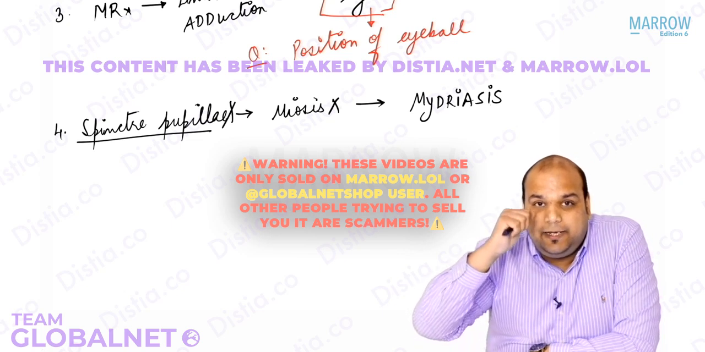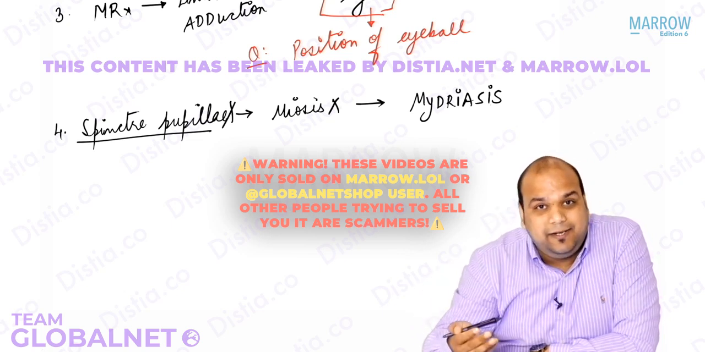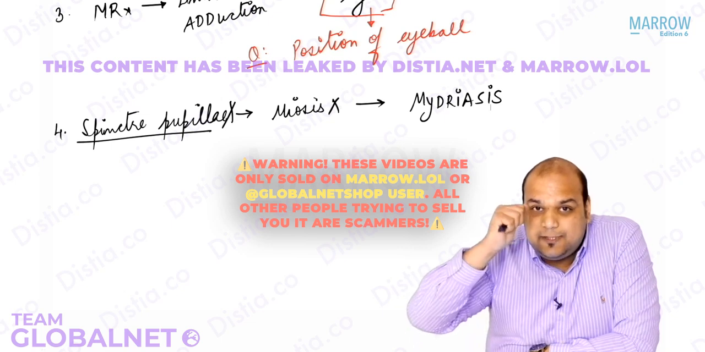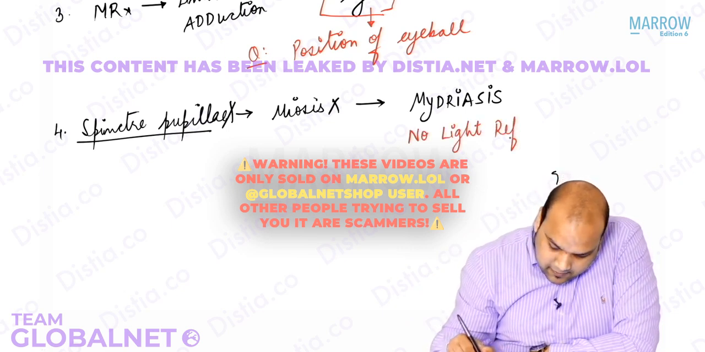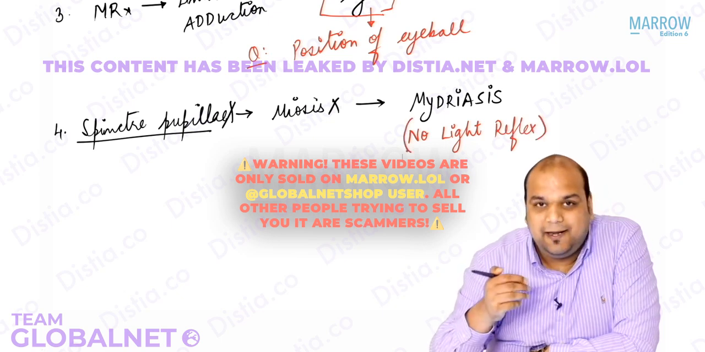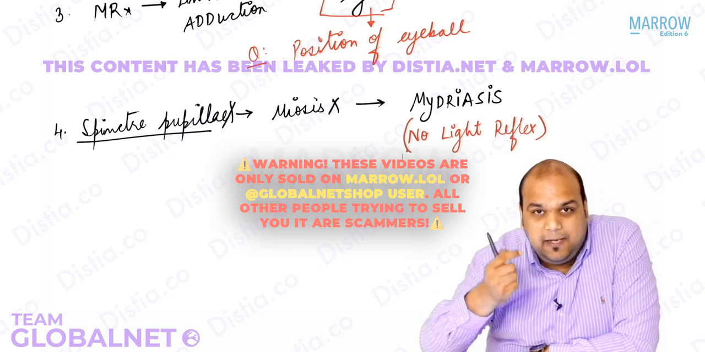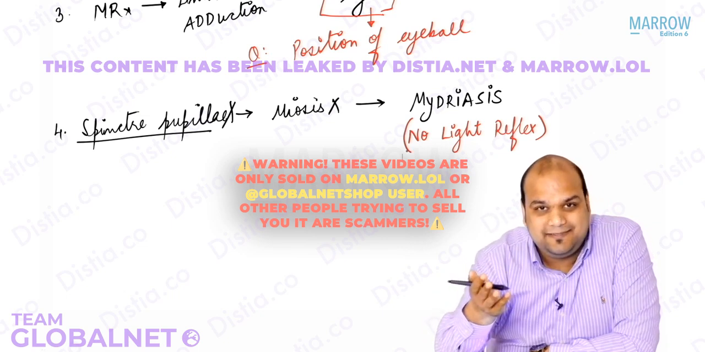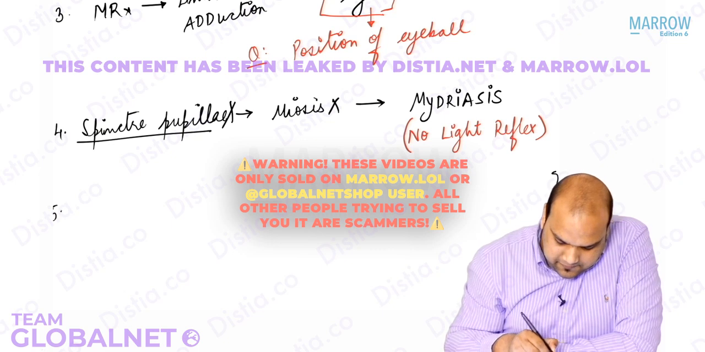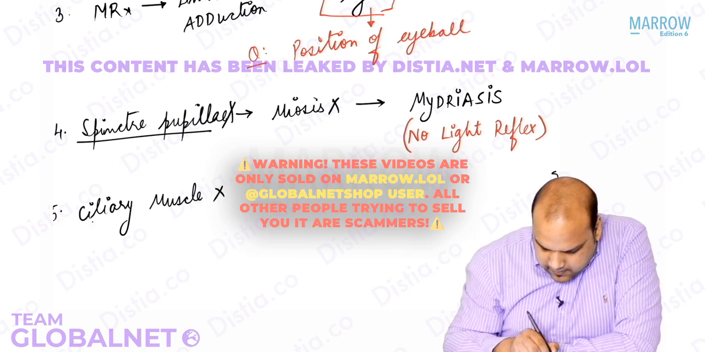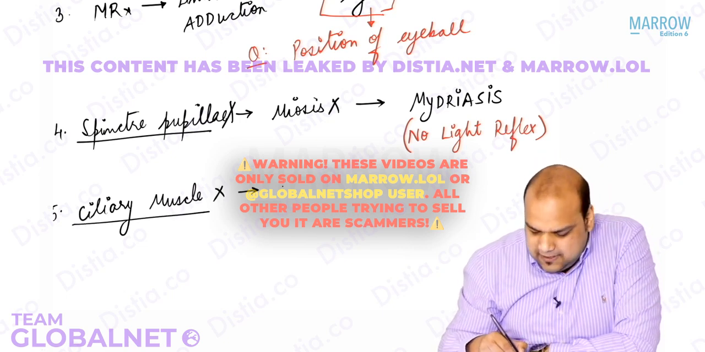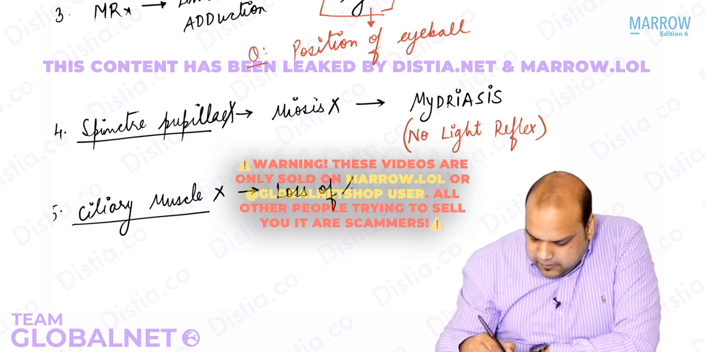If I throw light on the right eye or the left eye, will the pupil be able to constrict? No. I am trying to elicit which response? Neuro-ophthalmology, light reflex. So if light reflex is absent, I will say no light reflex. If my third cranial nerve is paralyzed, that particular pupil will never be able to constrict because now the final muscle is paralyzed. Okay? Number 5. Ciliary muscle is paralyzed. Ciliary muscle has just one action. I can straight away write down loss of accommodation.